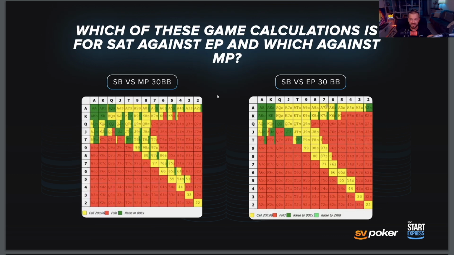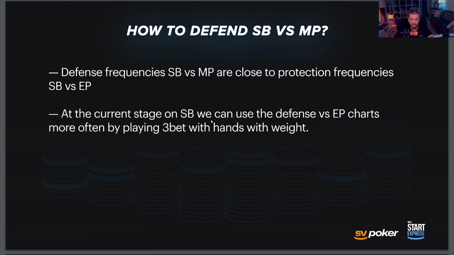So the idea is that these charts are very similar. To make it a little bit easier, at our current level, we can defend against middle position with the same range as against early position. There won't be huge mistakes if you do it right.